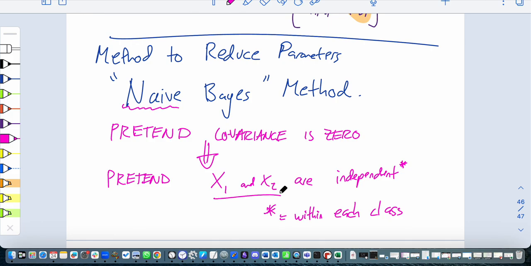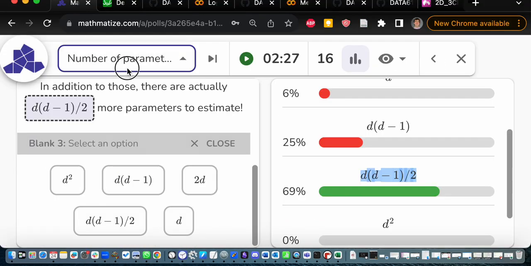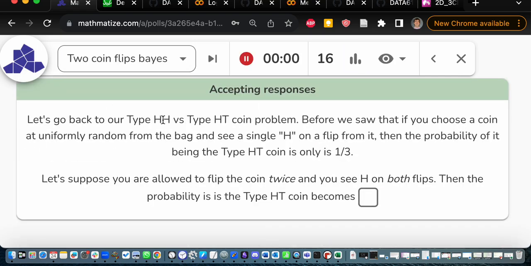Okay, let's do the example. And what is my favorite example? What is my favorite thing to do in the world? It is to flip coins. So we're back to the coin flip problem that we started with, and there's just one small change. So we have the type heads versus type tails coin problem.